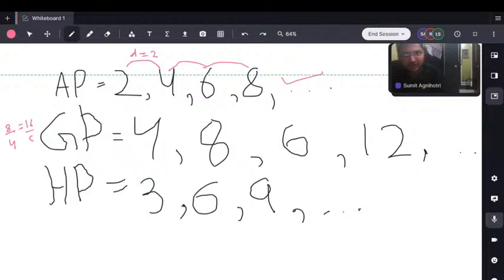Now I will fully concentrate on AP because AP is there in your syllabus. So let's concentrate here on AP. So far we understood how to distinguish whether it is AP or not. I think you must be able to verify whether it is AP or not.